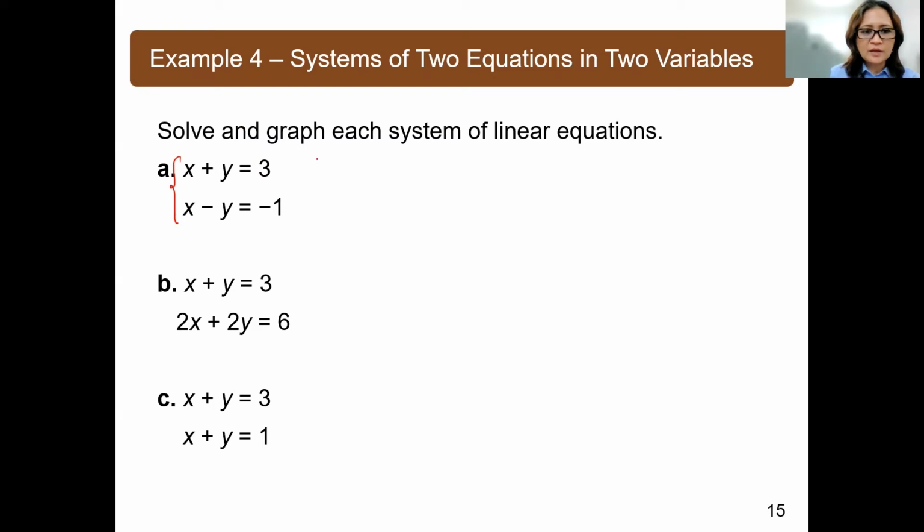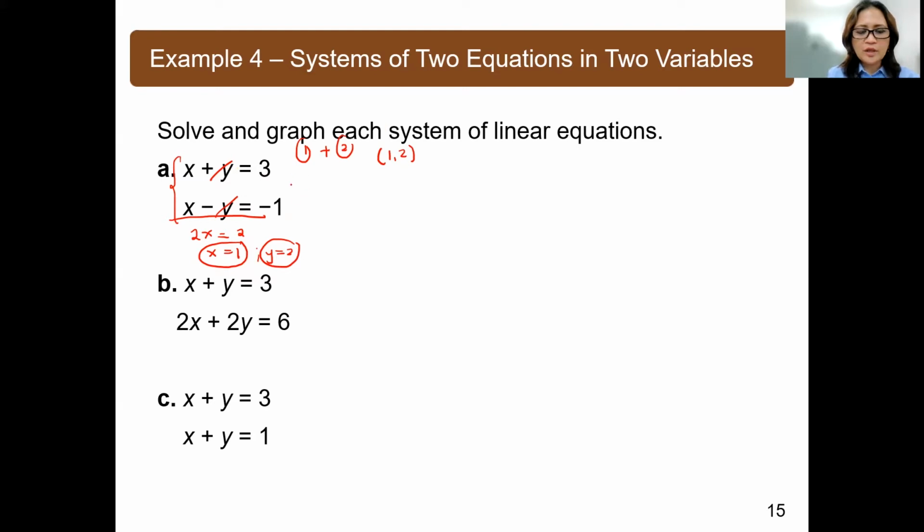It's obvious that if we add the 2 equations, we'll be able to eliminate y and we can solve for x, so that x is equivalent to 1. And applying back substitution, if we substitute x to be 1, we can solve for y. That will be 3 minus 1, then y is equivalent to 2. Notice that the point (1, 2) is the solution for the 2 equations. 1 plus 2 is 3. 1 minus 2 is negative 1.